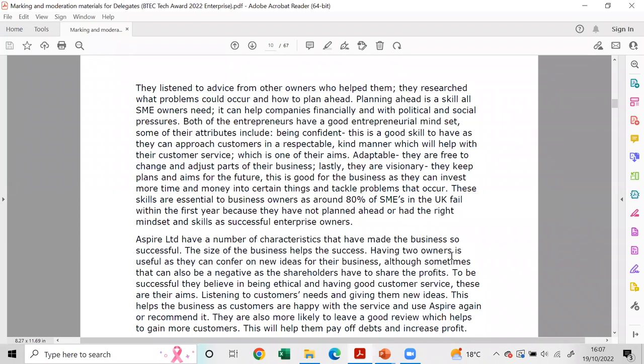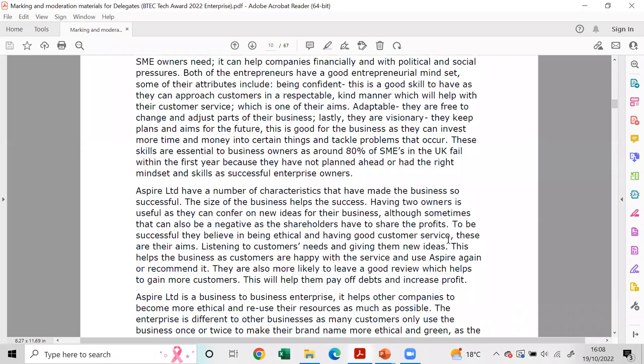They're adaptable. Okay, they're free to change just parts of their business. No link necessarily to an aim there. They're visionary. They keep plans and aims for the future. It's good because that means the business can invest more time and money into certain things, tackle problems that occur. Not necessarily, again, a link to an aim there. These skills are essential to business owners, as around 80% of SMEs in the UK fail within the first year. And if they've not planned ahead or had the right mindset and skills, they wouldn't be successful. A little bit of a generic statement there. May not necessarily have anything to do with this particular enterprise.